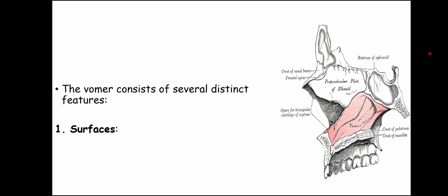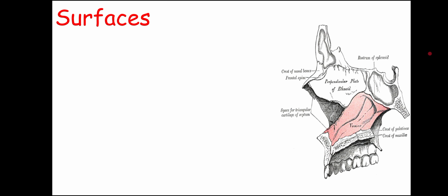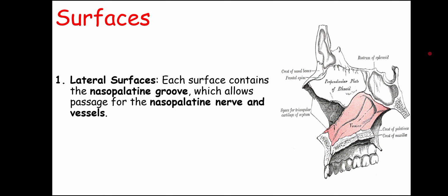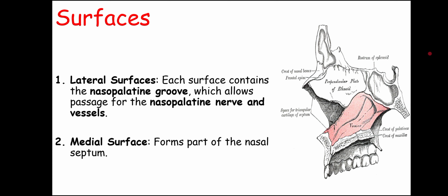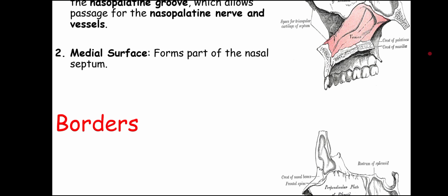The vomer consists of several distinct features. The first is surfaces, borders, and we will talk about surfaces and then we will talk about borders. The surfaces of vomer are lateral surface. Each surface contains the nasopalatine groove which allows passage for nasopalatine nerve and vessel. And it also has medial surface that forms part of nasal septum.